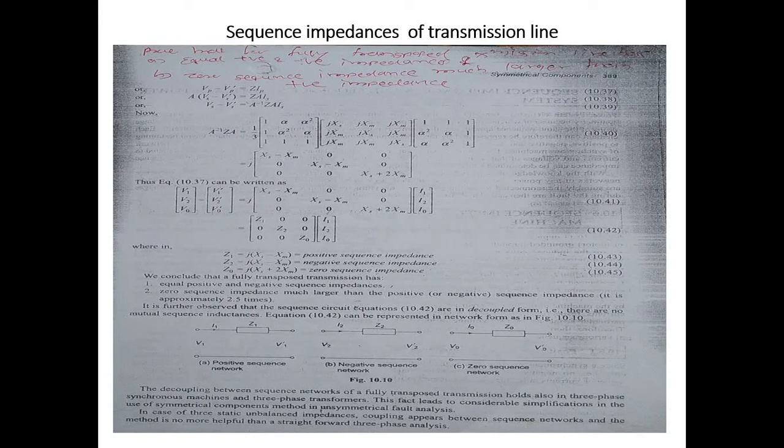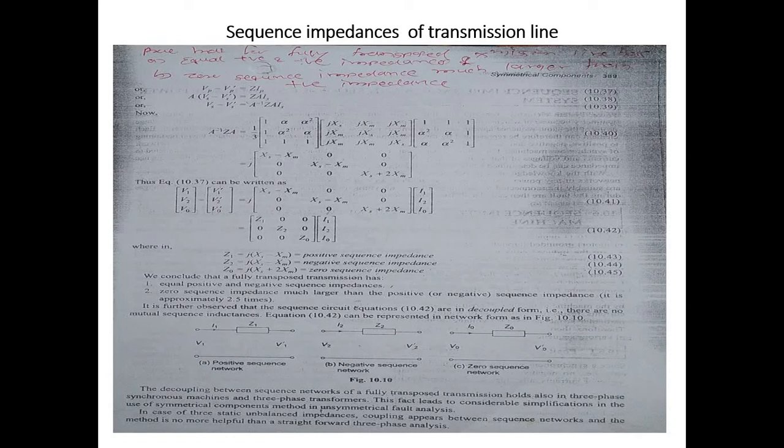That is, the decoupling between sequence networks of a fully transposed transmission line also holds in a three-phase synchronous machine and three-phase transformers. These facts led to a considerable simplification in the use of the symmetrical component method in unsymmetrical fault analysis. In the case of three static unbalanced impedances, coupling appears between sequence networks, and the method is no more helpful than a straightforward three-phase analysis.